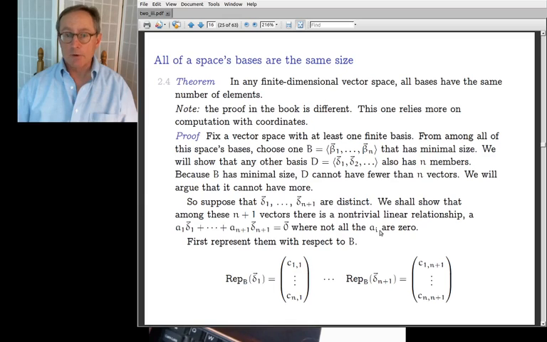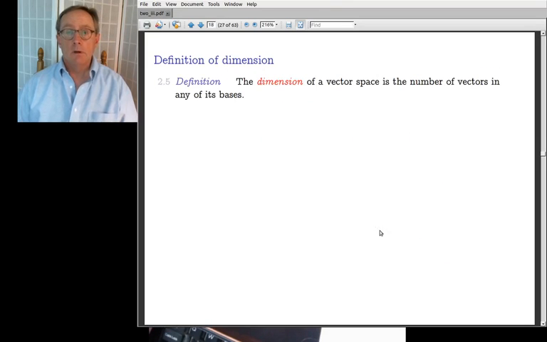So back up to remind myself of the statement: in any finite dimensional vector space, all bases have the same number of elements. They can't have more than the minimal number. They all have the minimal number. Okay, so that gives me a definition for dimension. The dimension of a vector space is the number of vectors in any of its bases, and they all have the same number, so that definition is not ambiguous.